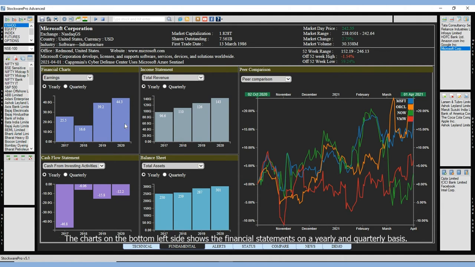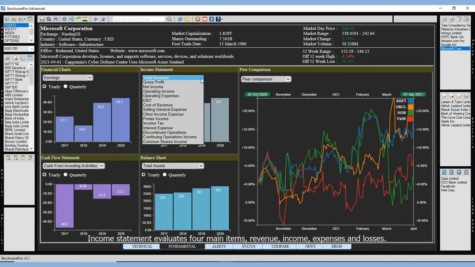The charts on the bottom left side show the financial statements on a yearly and quarterly basis. The financial statement includes the income statement, the cash flow statement, and the balance sheet. Income statement looks at past profitability, and analysts can use it to compare year-on-year or quarter-on-quarter performance of the company. Company management can use it to check if their efforts to control the operating expenses are paying off. Let us take a look at the components of the income statement.